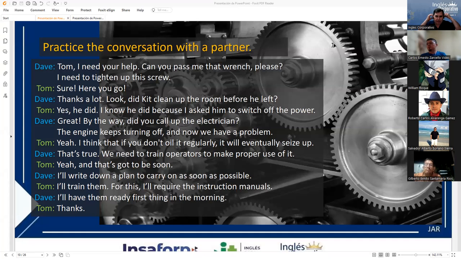Practice the conversation with a partner. Tom, I need your help. Can you pass me that wrench, please? In the conversation, it says spanner, but spanner is probably not used. The one that we use here is American English, so wrench. Wrench is a better word. Teacher, what's a wrench? Like the Stilson wrench. Do you know the Stilson wrench? Stilson is a type of tool. Yes, it's a wrench.